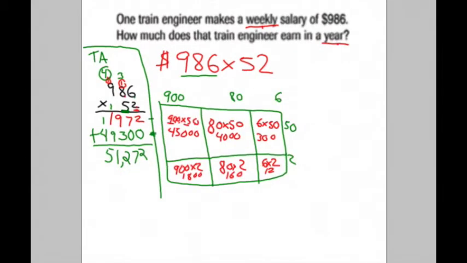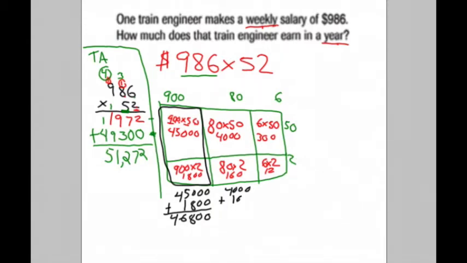Okay? Now what I need to do is add these all up, and what I kind of like to do is combine these two rectangles first. So I would do 45,000 plus 1,800, which is 46,800. Then I would do 4,000 plus 160, which is 4,160. Then I would do 300 plus 12, which equals 312. Then at the end I've got to put it all together.